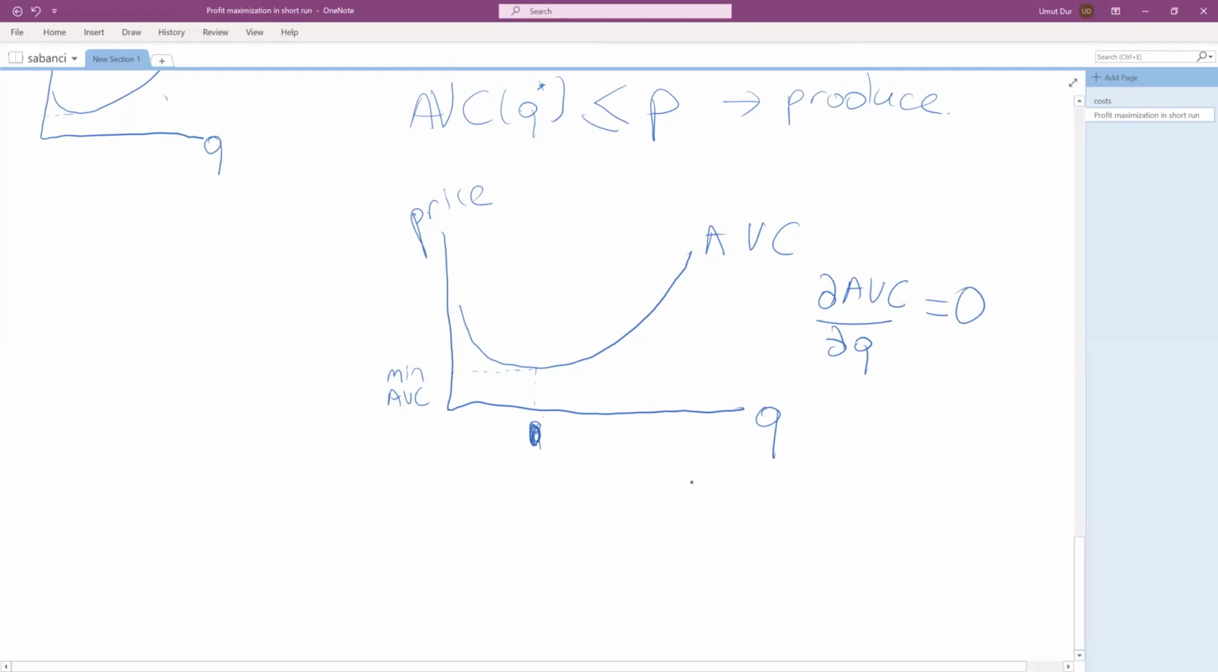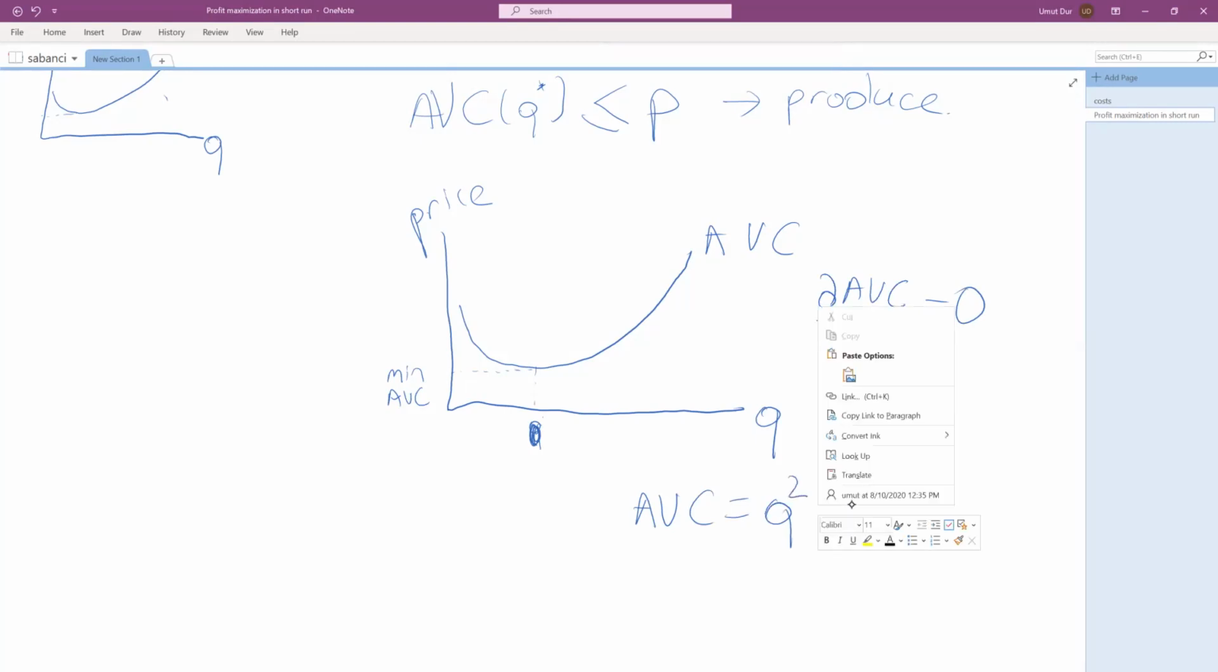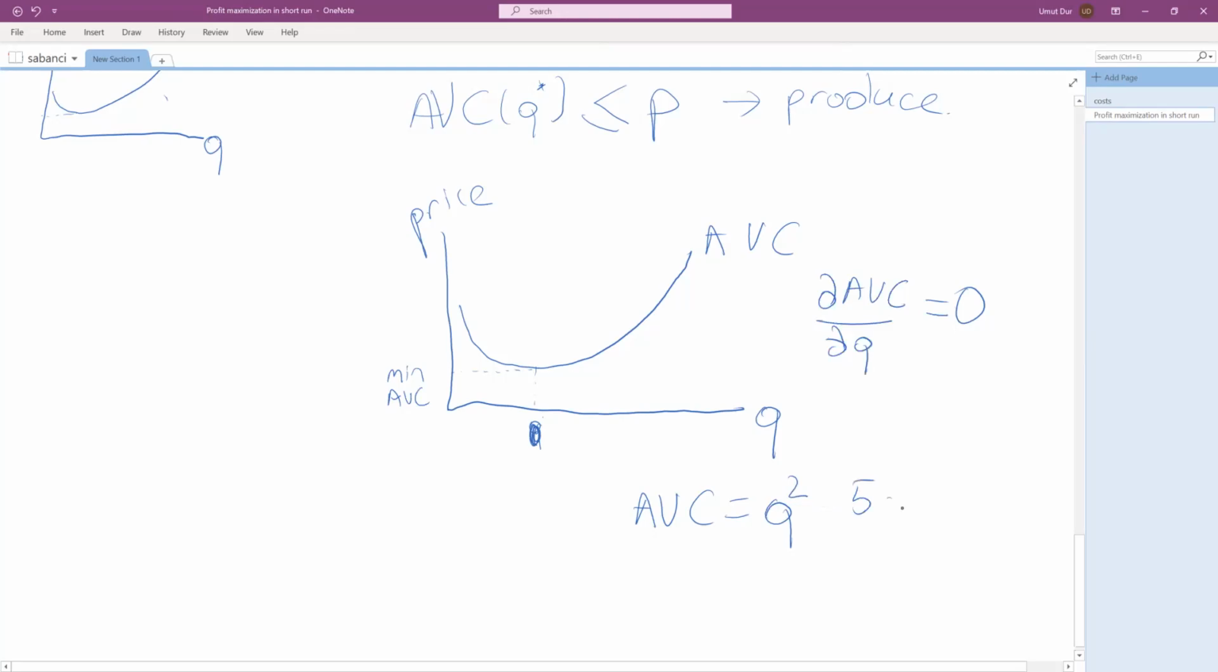Let's try to think about one simple example here. Suppose that average variable cost is, let me cook up an example, Q square minus 5Q. That is the average variable cost. Then let me ask you some simple question. What will be the variable cost here?